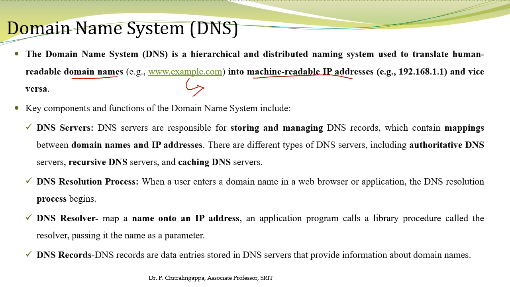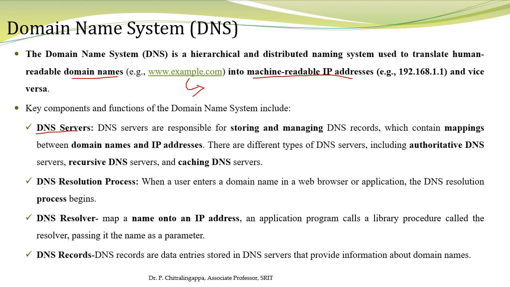There are some key components in the domain name system. The first one is the DNS server. DNS servers are responsible for storing and managing the DNS records, as well as mapping between the domain names and IP addresses. There are different types of DNS servers: authoritative, recursive, and cache servers. These are the three servers.